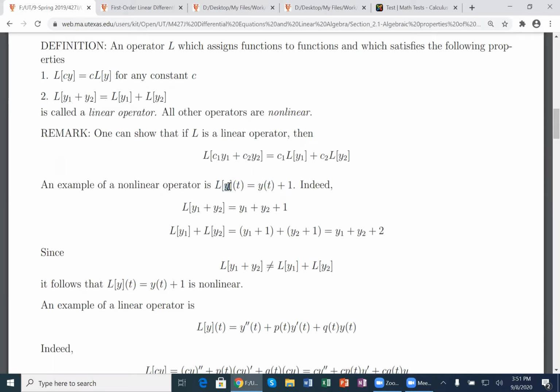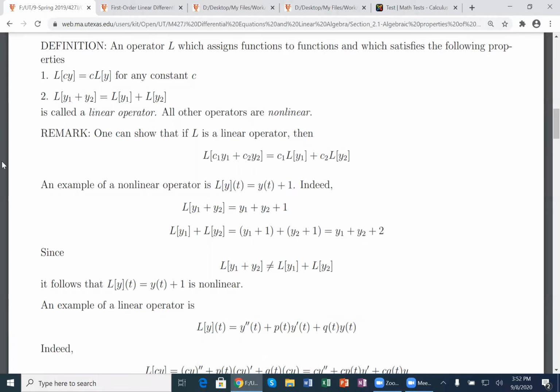Replace y in both cases by y1 plus y2. If we replace this by y1 plus y2, we'll get this. If we replace this by y1 plus y2, we'll get this, and then plus 1. Got it. Okay, thank you.